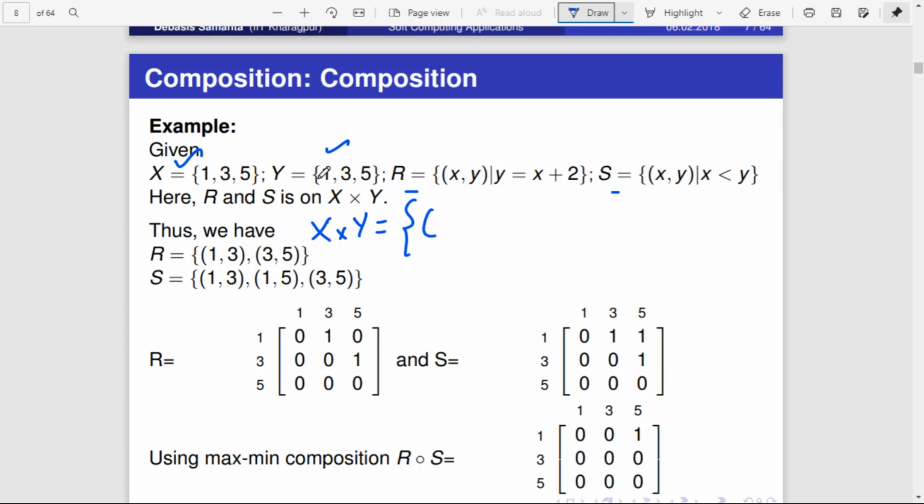Cartesian product is what? It is mapping, right? X comma y, every element you have to map. So both are the same now, 1 3 5 and 1 3 5. So it will be 1 comma 1, 1 comma 3, 1 comma 5.